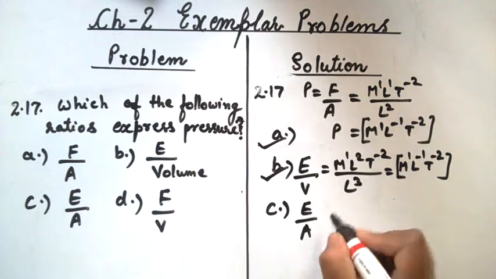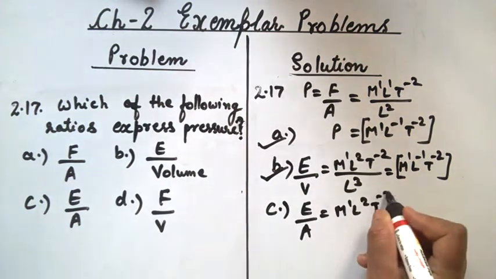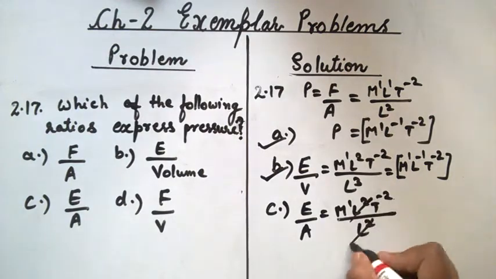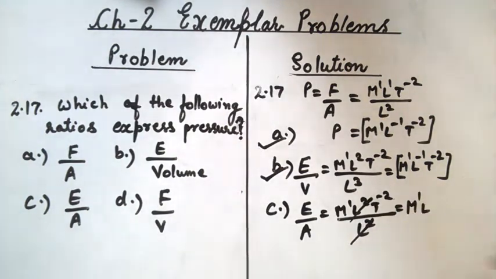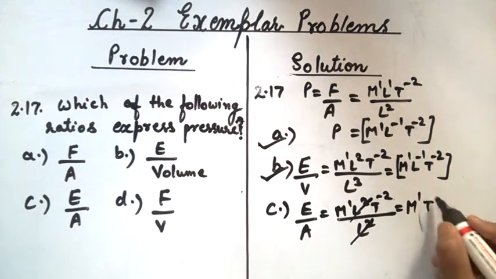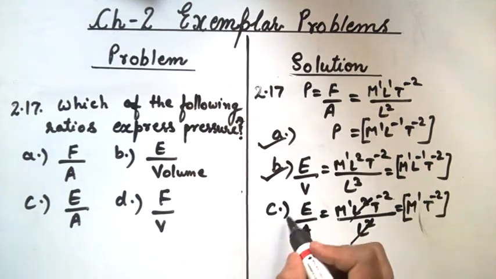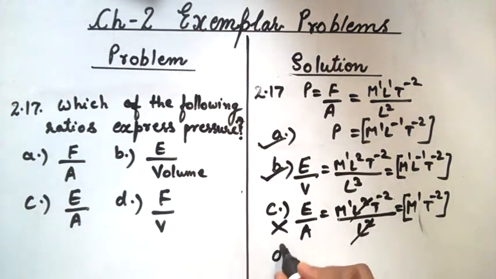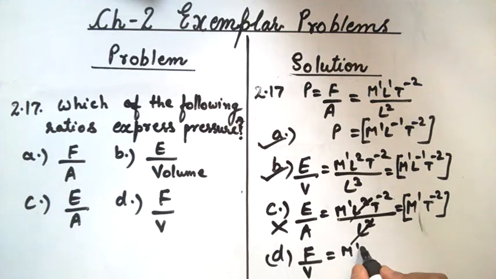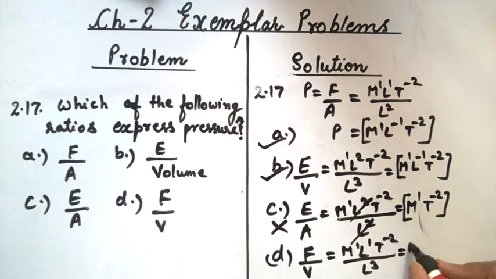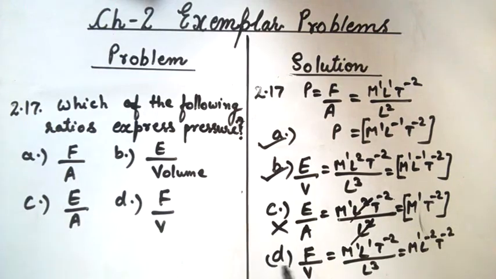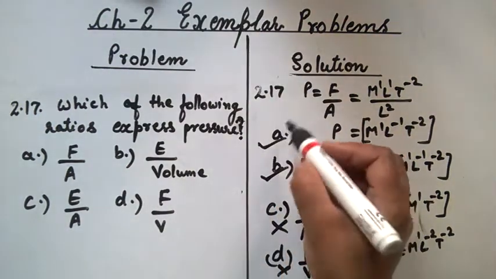Energy by area is m1 L2 T minus 2 by L2, that is m1 T minus 2. It doesn't follow. Now D is F by V, that is volume. M1 L1 T minus 2 by L cube is equal to M1 L minus 2 T minus 2. It's also not following. Thus, A and B is the answer.